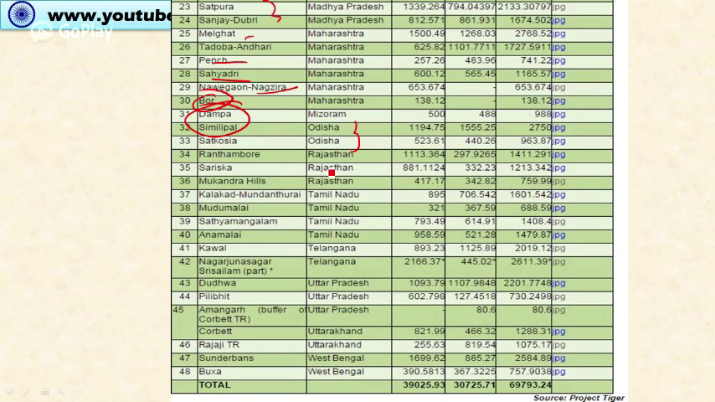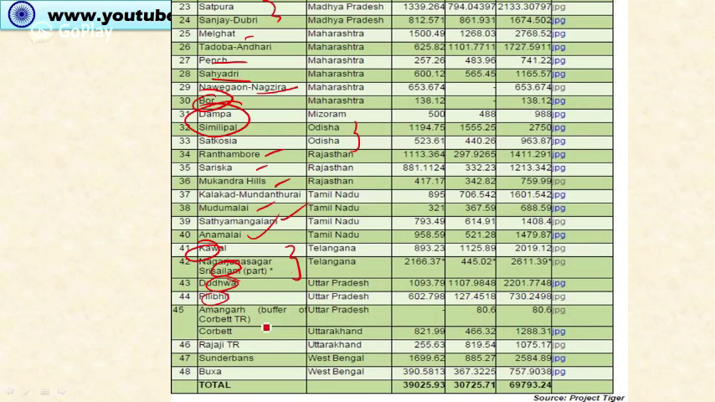In Rajasthan we have three, Ranthambore, Sariska, Mukundara hills. In Tamil Nadu we have Kalakad Mundanthurai, Mudumalai tiger reserve, Sathyamangalam tiger reserve, Annamalai. In Telangana we have two, Kawal and Srisailam. This shares certain area with the Telangana, Srisailam tiger reserve. And in Uttar Pradesh we have two, Dudhwa and Pilibhit.